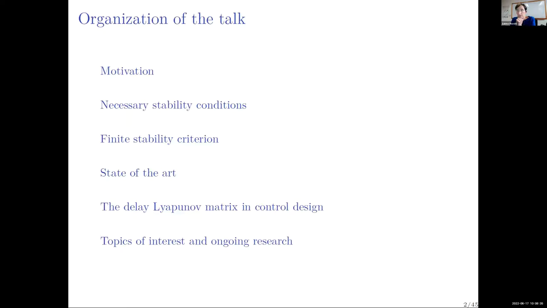In the next section, I will talk about the advances we have on these topics, not only for the single delay system, but for other classes of delays. Each class of delays has its own difficulties. Finally, because I didn't want to make the talk only too technical, I will talk about the use of the delay Lyapunov matrix in control design, which is a topic that we have been working on in the past years, and we think it's interesting. And I will conclude with topics of interest and ongoing research by myself and colleagues or other research groups.